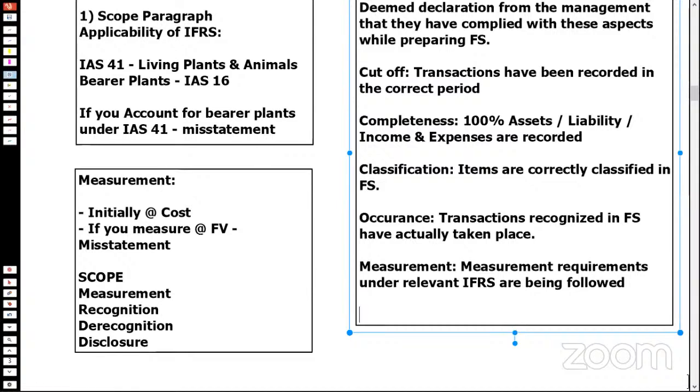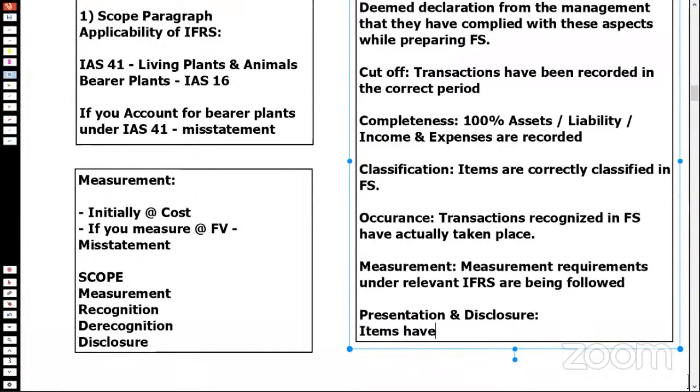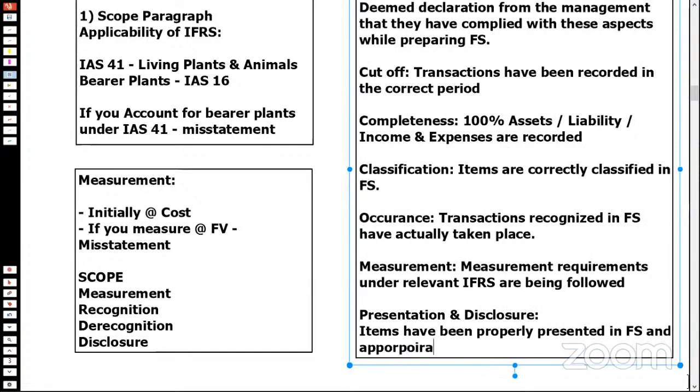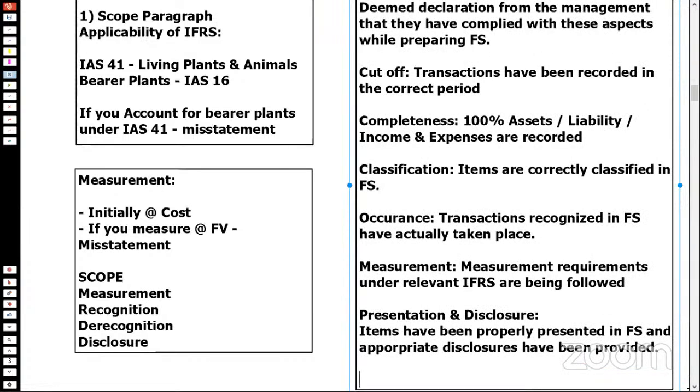Okay, the next one of them is presentation and disclosure, which is that the items have been properly presented in financial statement and appropriate disclosures have been provided. So what is it going to be considered as? It's another assertion.